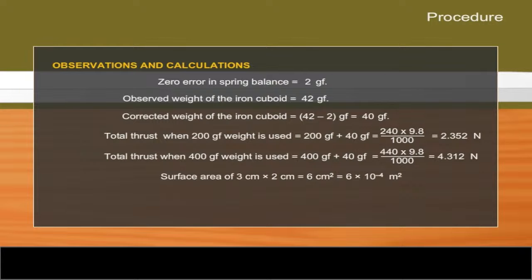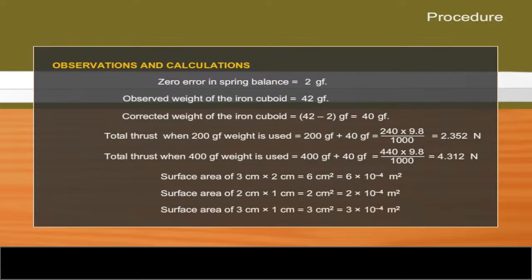which is equal to 6 x 10 raised to the power minus 4 meter square. Surface area of 2 cm x 1 cm is equal to 2 cm square, which is equal to 2 x 10 raised to the power minus 4 meter square. Surface area of 3 cm x 1 cm is equal to 3 cm square, which is equal to 3 x 10 raised to the power minus 4 meter square.